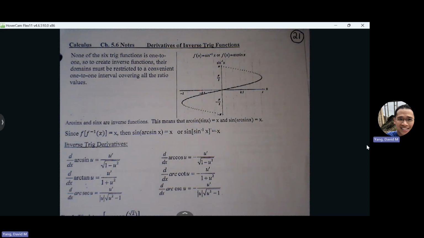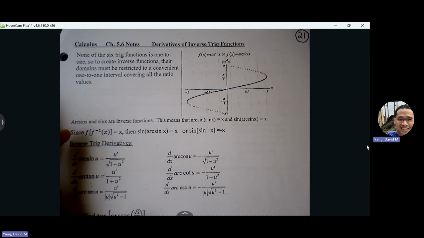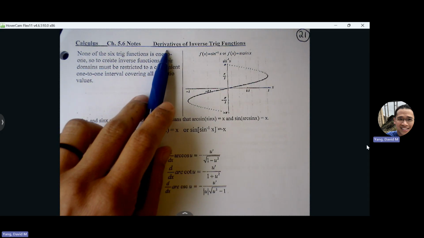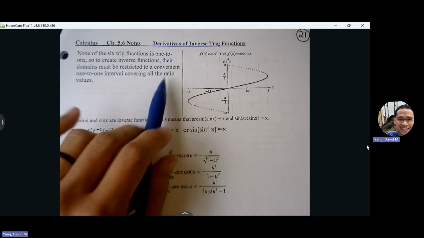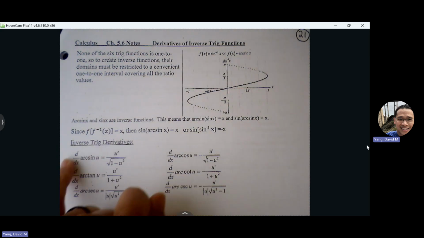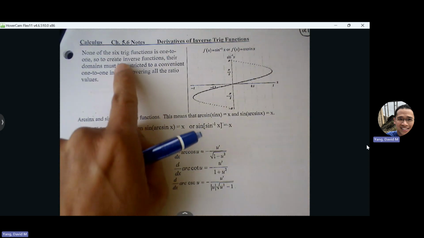Okay, this is the last set of notes for this unit. Okay, we're going to talk about inverse trig functions. We have 6 of them, 6 inverse trig functions, but only 3 of them are going to produce unique derivative rules. But let me read the notes here.